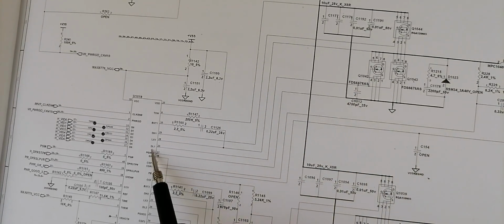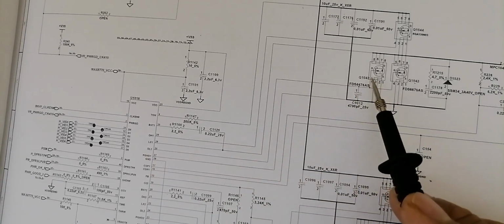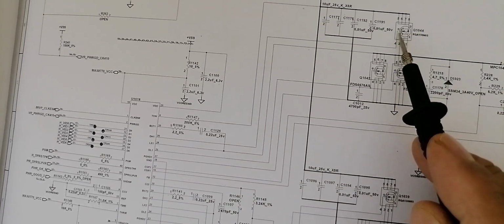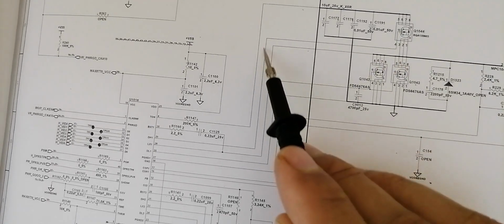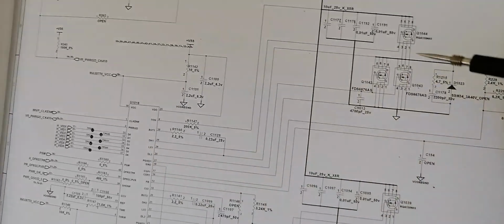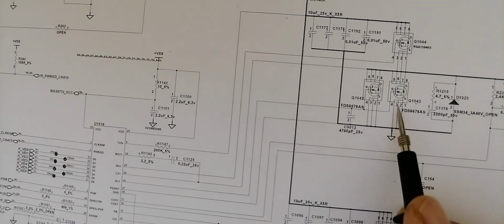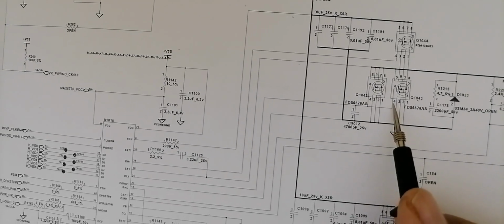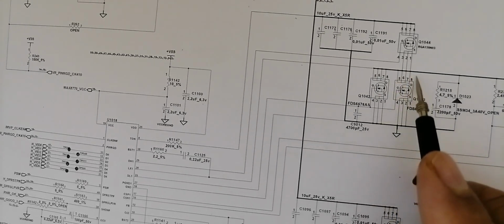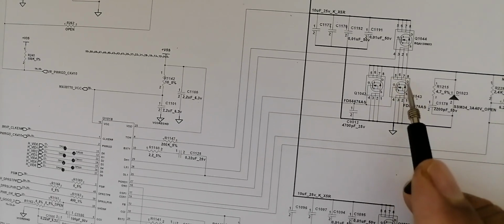Here we have DL, which means drive low, because this MOSFET is the lower one. But for this one, if we follow the gate, we're going to find DH, which means drive high. The higher MOSFET, the lower MOSFET. So 3 pins for source, the 4th pin is for gate, and the other 4 pins are for drain.